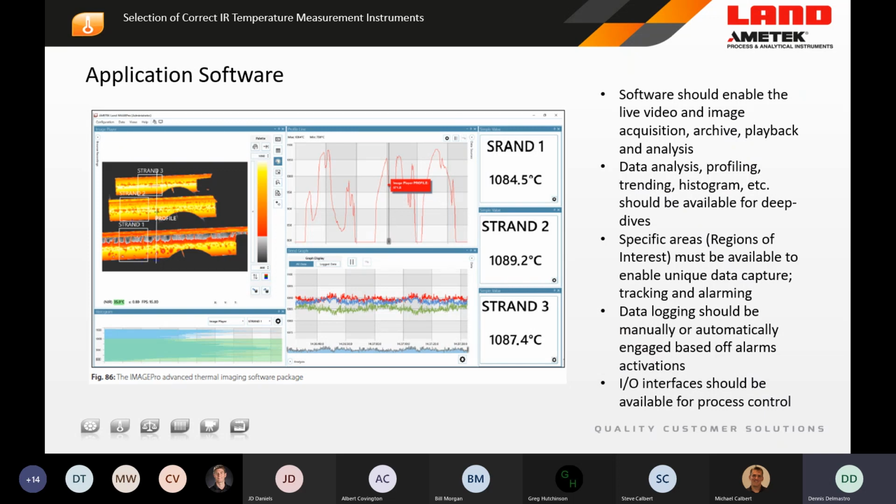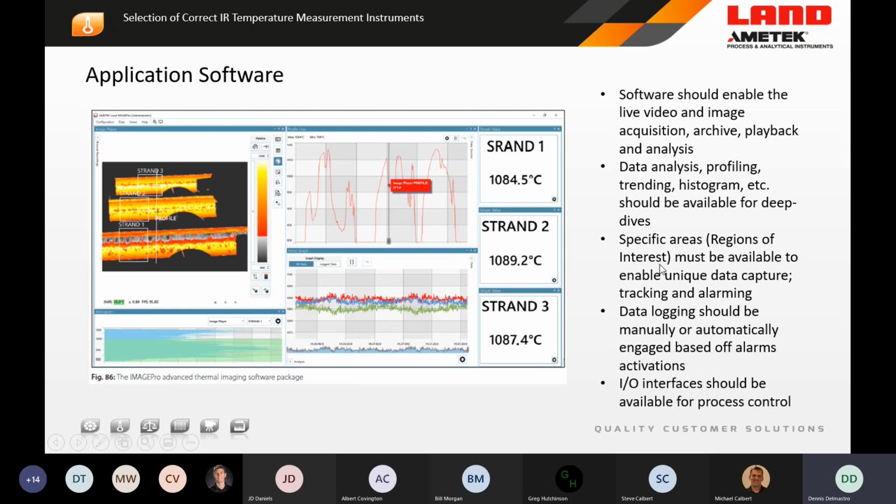Now, application software, we have oodles of software out there running all of our pyrometers, line scanners, thermal imagers. The software in general should enable live video and image acquisition. We want pictures as well as video. We want to be able to archive them, play them back, and do analysis on them. You want to do profiling, trending, histograms, all ought to be available so you can do deep dives, so you can dig down into the data.